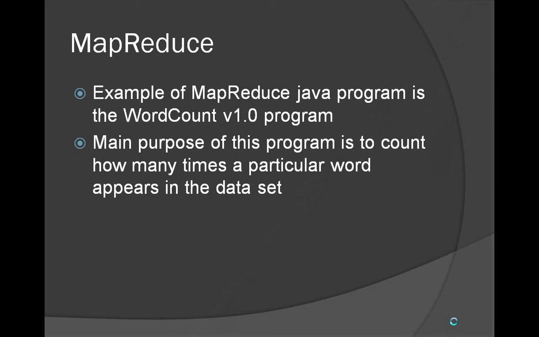We are actually comparing the version 1.0 program with version 2.0. WordCount 1.0, version 2.0 actually consists of more of the MapReduce components compared to version 1.0. And here's version 1.0. And this is a sample output that comes out of it.